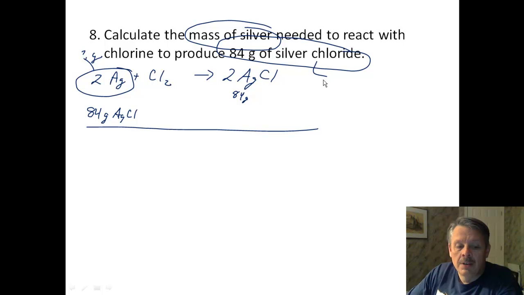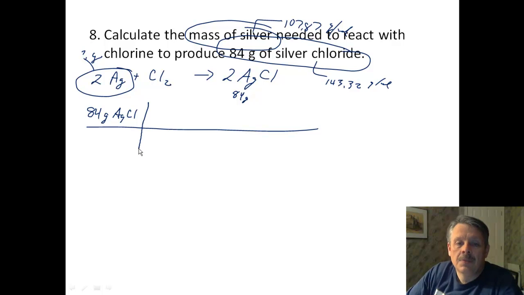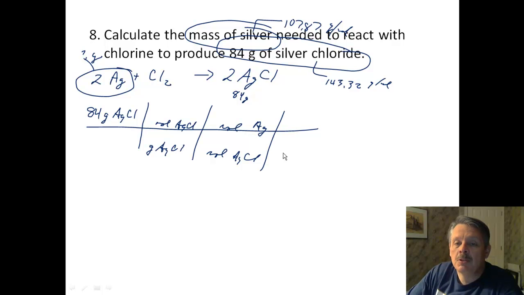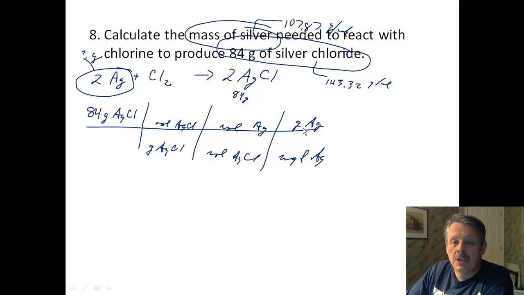Well, silver chloride, if I look it up, weighs 143.32 grams. And if I look up silver, just straight silver, it is 107.87 grams per mole. Alright, so I'm going from grams of AgCl to moles of AgCl. And I'm going from moles of AgCl to moles of Ag, because that's what I'm asking about, moles of silver. That's my target. And I can go to grams of silver, because I know how much silver weighs. So let's start right there.